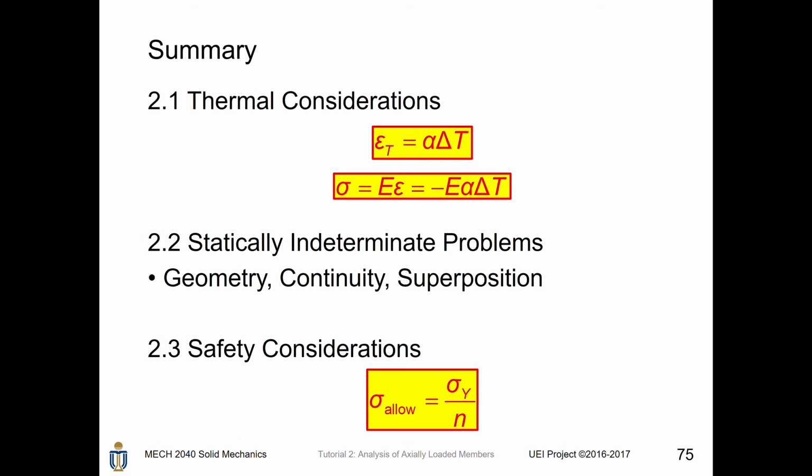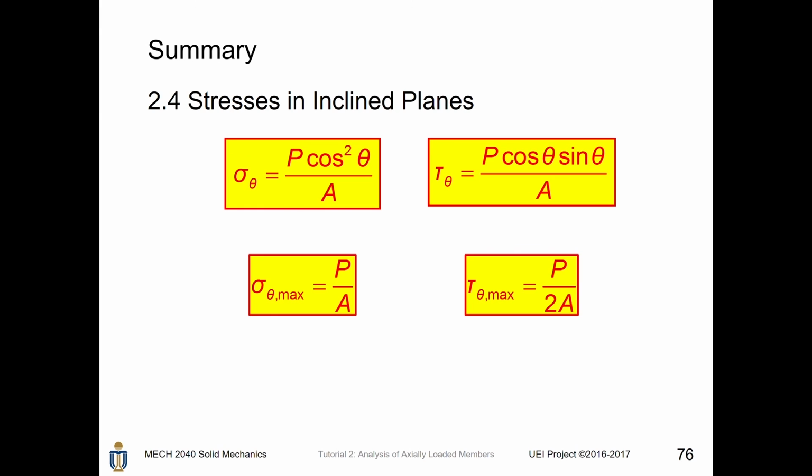Let's do a brief summary of this tutorial. Firstly, we discussed the thermal considerations in the axially loaded member. We discussed the thermal expansion coefficient and the change of temperature. Also, we discussed the statically indeterminate problems. We try to find the compatibility equations by using geometry, continuity, and superposition. Besides, we also discussed safety considerations. We talked about the relationship between the yield stress, the allowable stress, and the safety factor. Finally, we discussed the stresses in inclined planes as well as the maximum shear stress and the tensile stress.